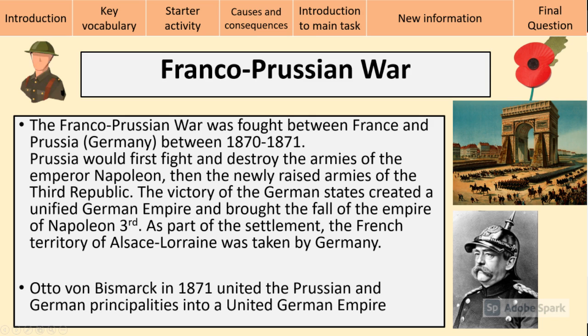Otto von Bismarck, as seen on the right, in 1871, united the Prussian and German principalities into a united German empire. Take a look at the picture on the top right hand corner. You'll see the Prussian soldiers have made it all the way into France near the Arc de Triomphe.